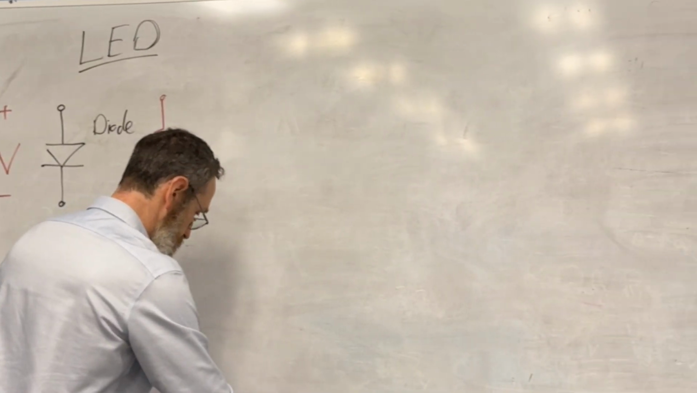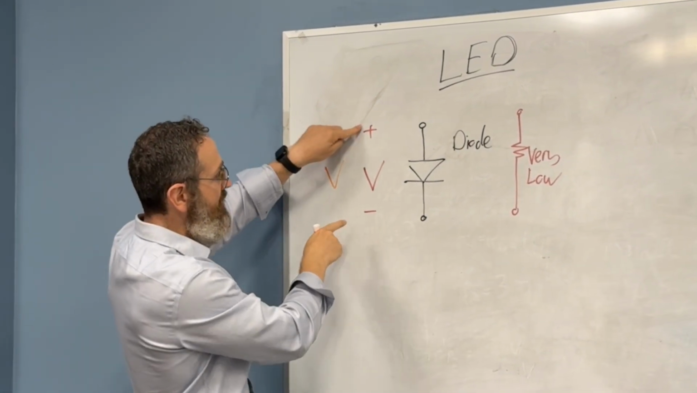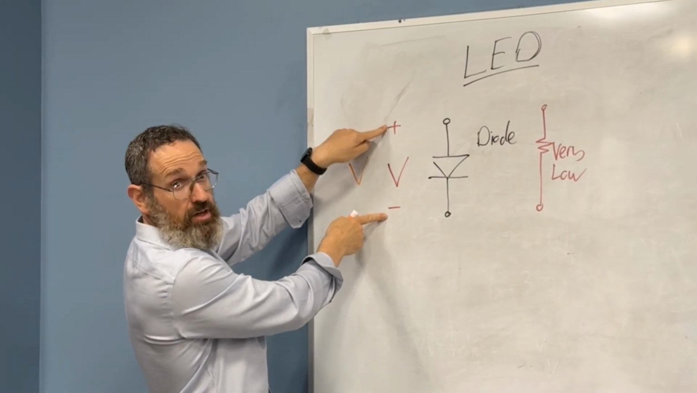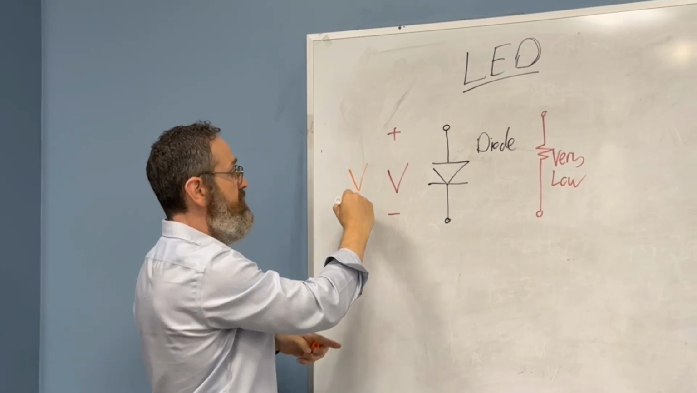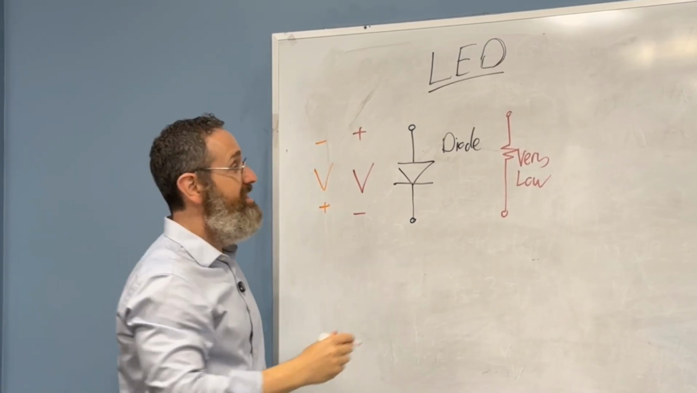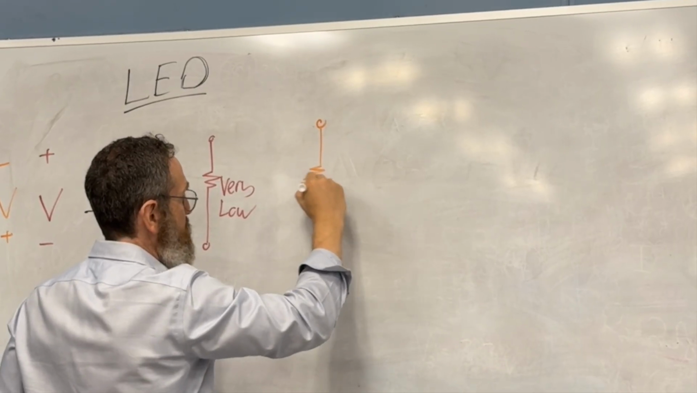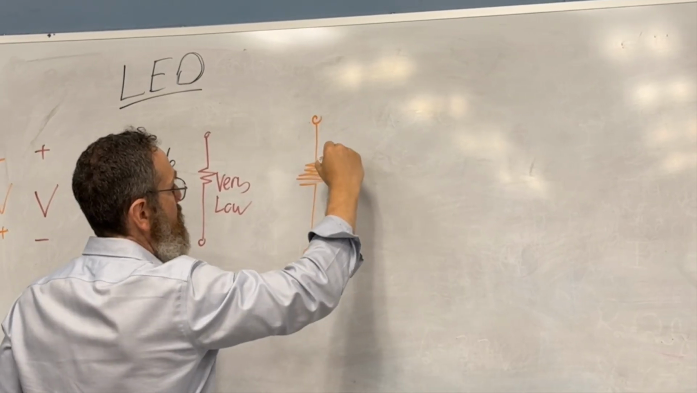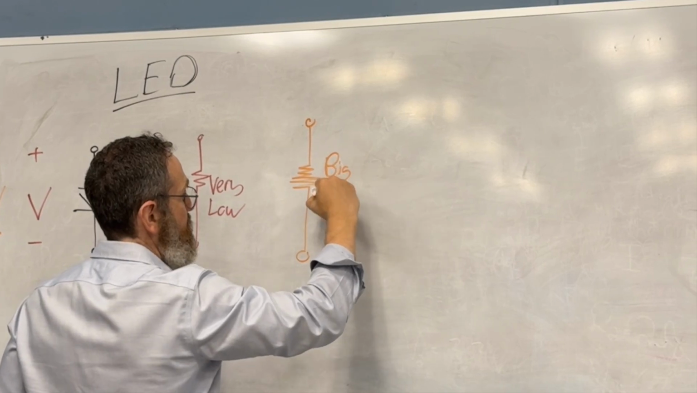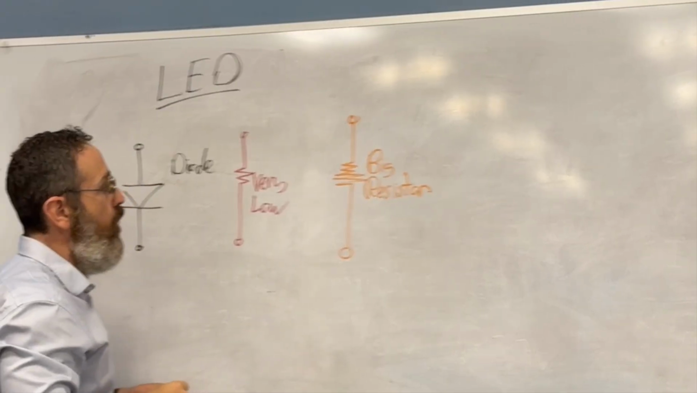Now, when the voltage is applied the other way, so I could take a 9-volt battery and put it like this, right? Now I'm going to switch the 9-volt battery. So now the 9-volt battery looks like this, right? In this case, it acts, well, I'll make it big. Like a big resistor. How big?